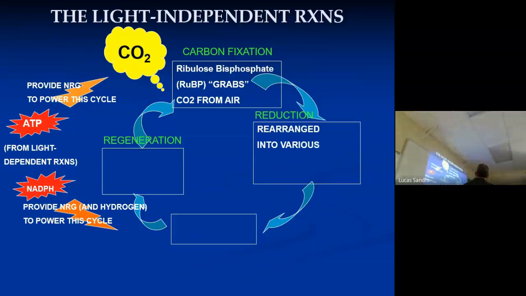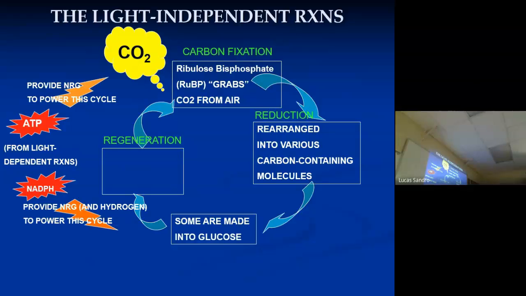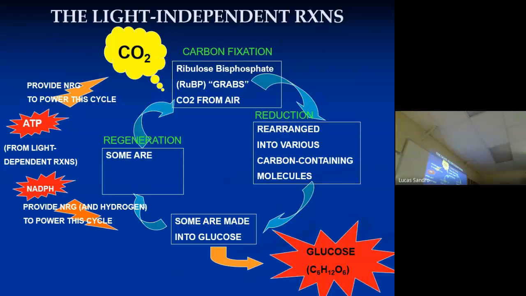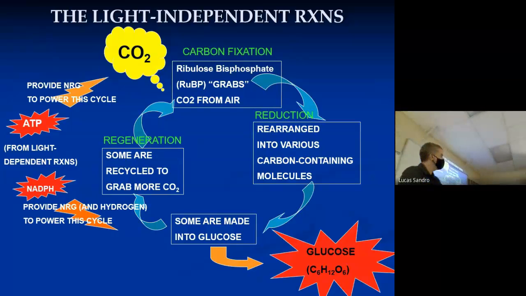The carbon dioxide gets rearranged with a bunch of other carbons from previously in the cycle into various carbon-containing molecules. Some of those molecules are made into glucose. The rest are recycled to grab more carbon dioxide. You can draw it now. That's the one you're going to draw. Don't miss the words in green, which are regeneration, carbon fixation, and reduction.